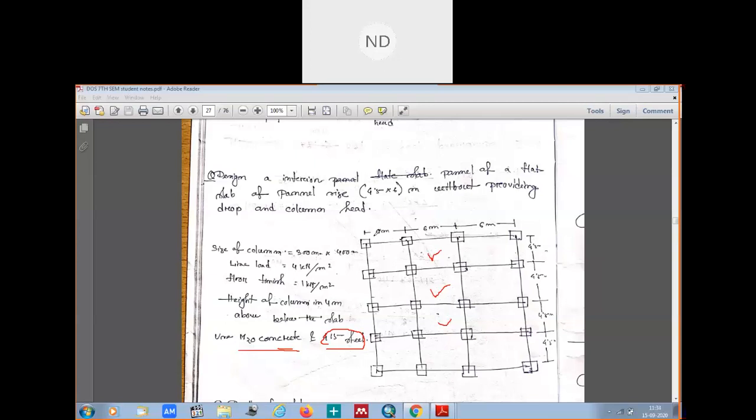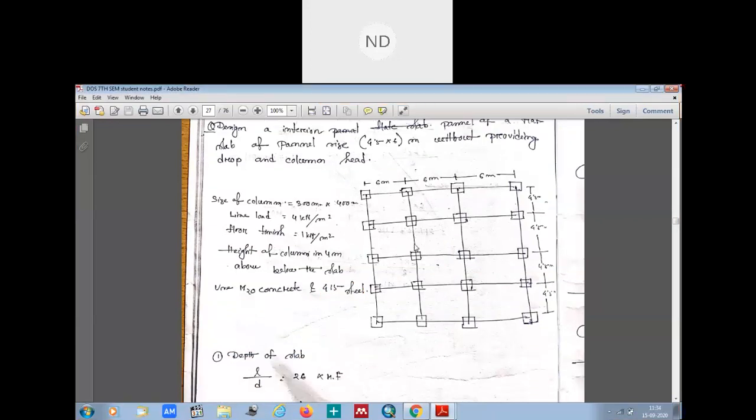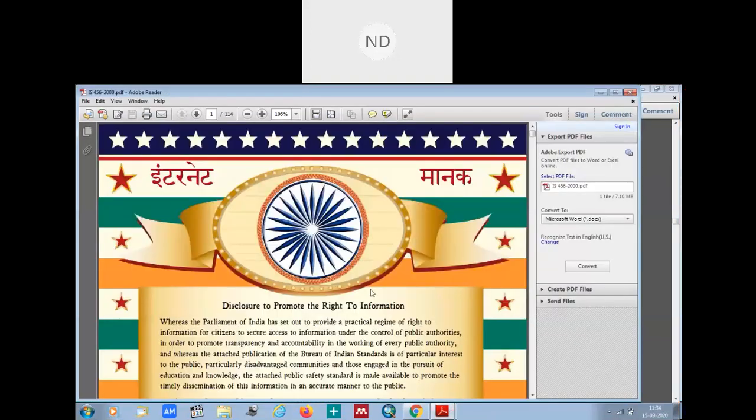So first of all, since we are going to design the flat slab for these interior panels, we have to find out the depth. The first step is to calculate the depth of the slab. Now, for the depth of the slab, we go to IS code 456, page number 53.